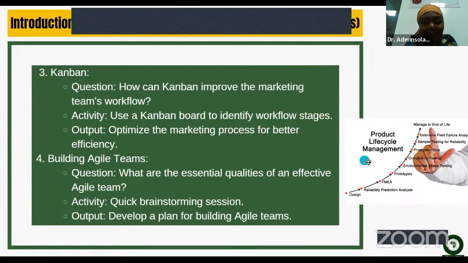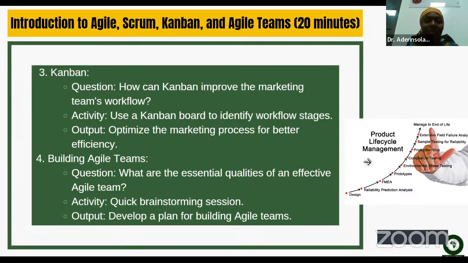Now, how can Kanban improve the marketing team's workflow? So now, what is the activity? You need to use a Kanban board to identify workflow stages. Again, if you've been doing the assignments, this should be an easy one. Use a Kanban board, if you have one, to identify workflow stages. Your Kanban board is to say, this is the workflow that is going to happen in this project.